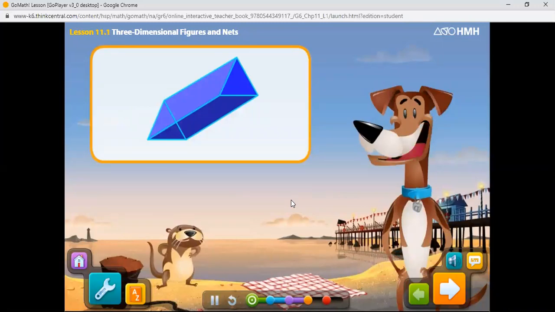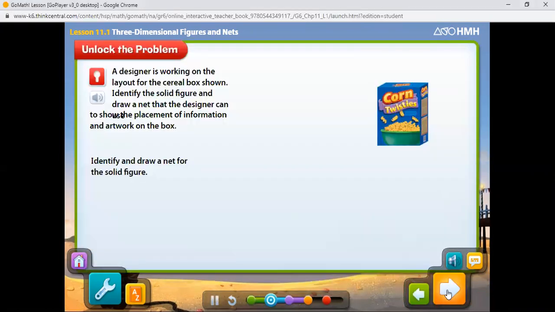Come on, let's see what we can find out about identifying the names of solid figures. Let's explore how a net can be used to represent a solid figure.